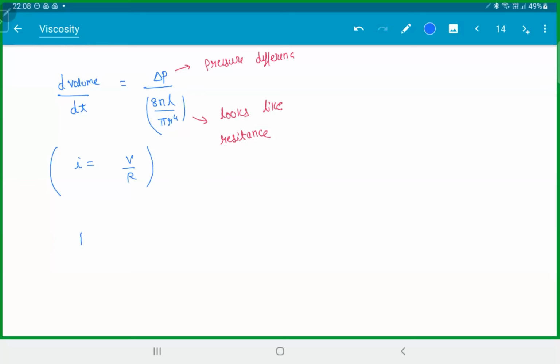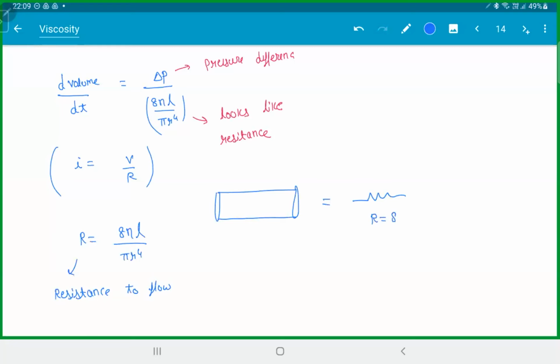So basically, this resistance R is 8 eta L by pi R power 4. This is the resistance to flow. Meaning, if you have a pipe, you can replace it with a resistance R, which is 8 eta L by pi R power 4. So resistance R, length L and eta. Do note it down, questions will come.